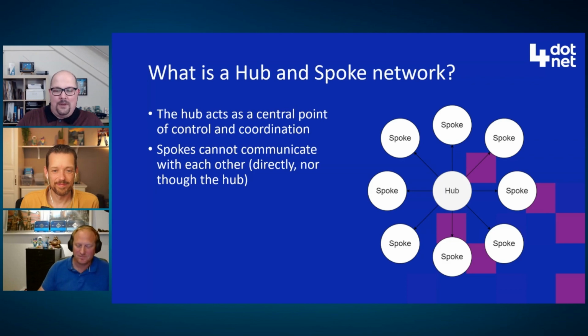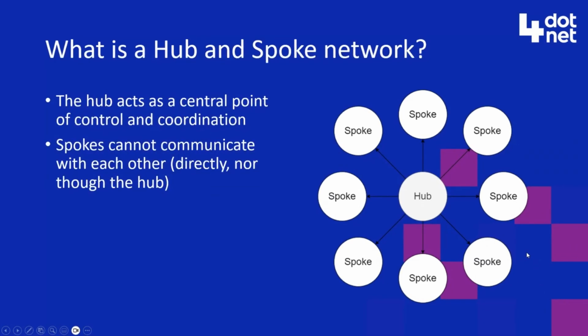Okay. Great. So basically, this topology is there's always one hub, and there can be one or more spokes, and they can come and go when they need to.